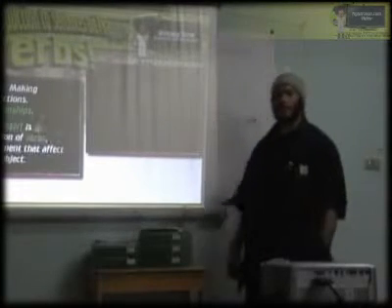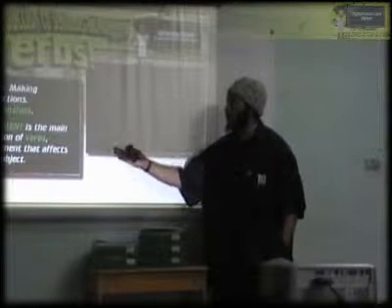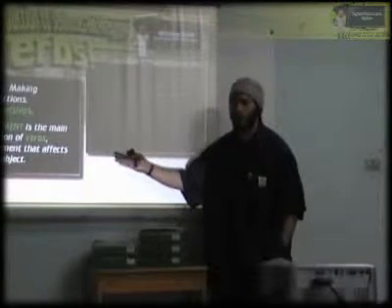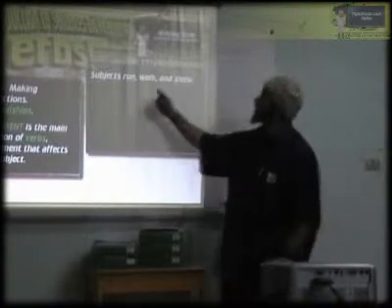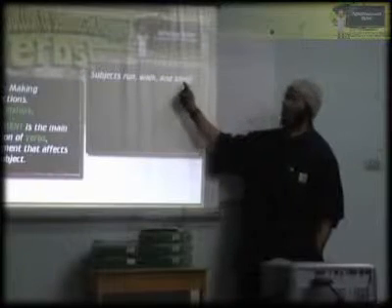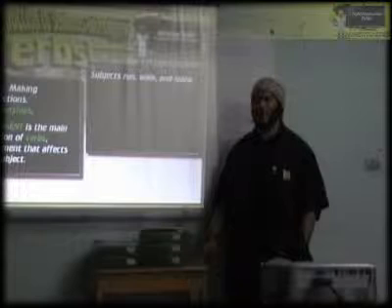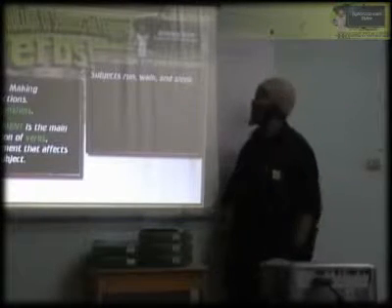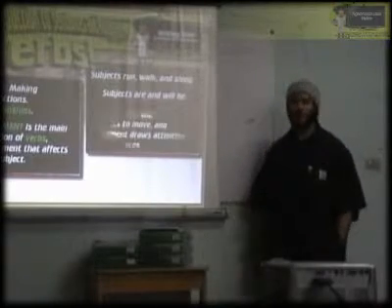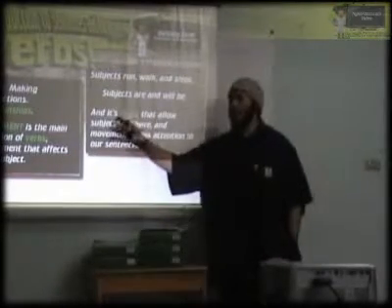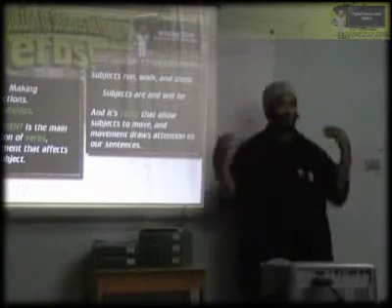Movement is the main function of verbs, movement that affects the subject. Well, yes, and that's what I was trying to say. Subjects can run, walk, sleep. It's our favorite pastime, right? Subjects are and will be. And it's verbs that allow subjects to move, and movement draws attention to our sentences, making them interesting.